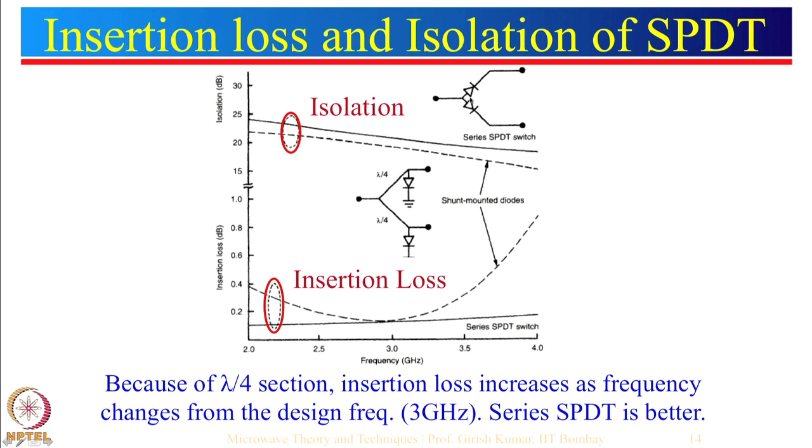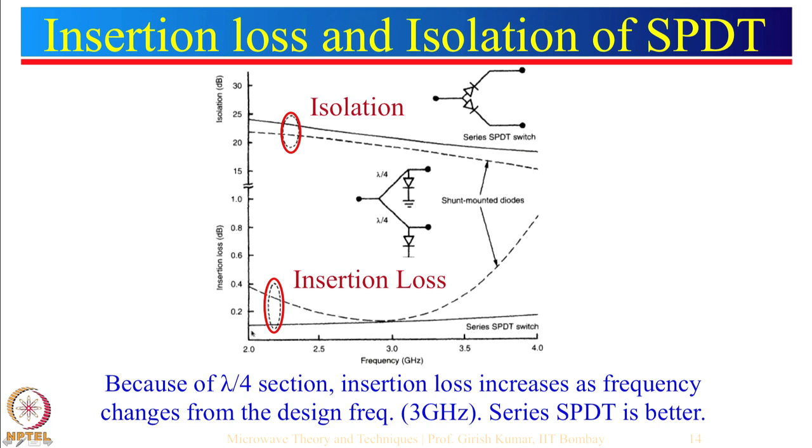So, here you can see these two pin diodes are connected in the series fashion, and here two diodes are connected in parallel fashion, and these are the typical insertion loss for series and shunt, and these are the results when switch is off, that means isolation. So, let us see what we have over here. So, this is for series SPDT configuration.